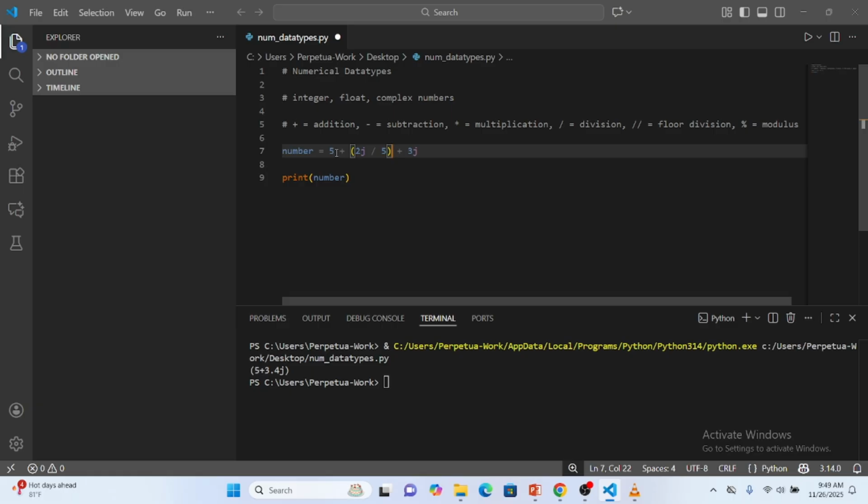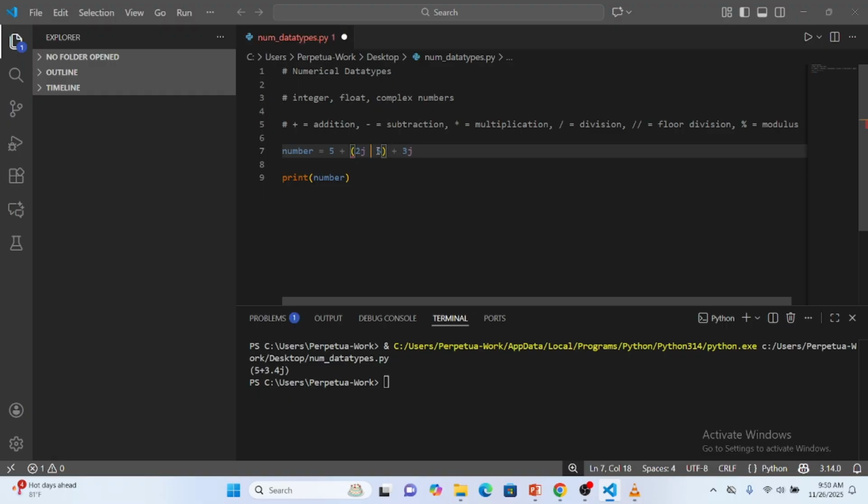So now that we have 0.5, sorry, 0.4, it is now going to add whatever we have left. So plus 5 plus 3j, right? You are now going to have 5 plus 3j adding to 0.4j. So now we have 3.4j, right? Because 0.4j plus 3j is going to be 3.4j, and then this 5 coming in as a whole number.